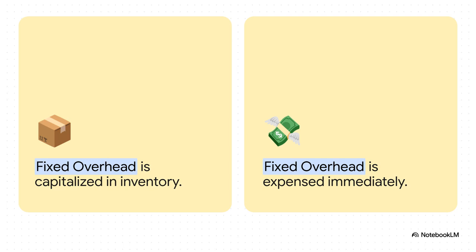Now, under absorption costing, which remember is required for external GAAP reporting, fixed manufacturing overhead is treated as a product cost. It gets capitalized. That means it is essentially absorbed into the cost of each unit, and it just sits there on the balance sheet in inventory until that specific unit is actually sold. But variable costing, which management uses for internal decision-making, says, no, we're not doing that. It treats fixed manufacturing overhead as a period cost. It literally expenses the entire amount directly on the income statement in the period it's incurred, completely regardless of how many units you actually sell.